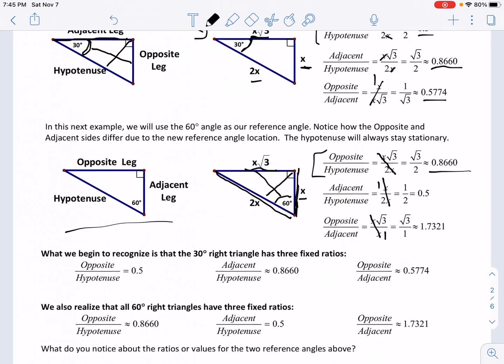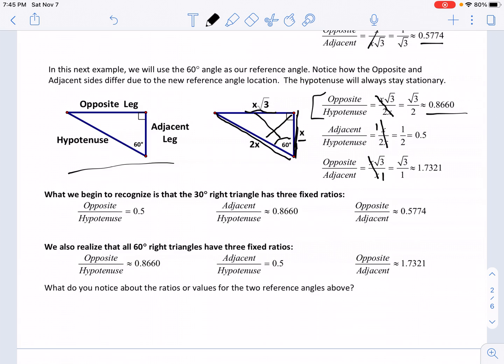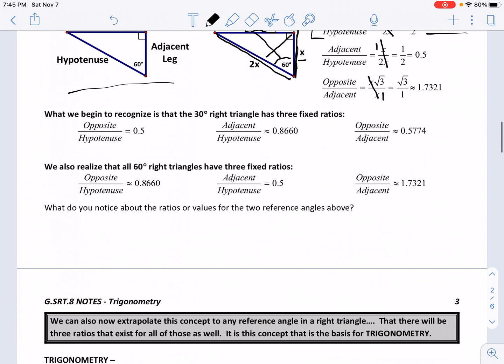Okay? Now, what they're trying to get you to see is the relationship between those. So when we had 30 degrees as our reference angle, these were our figures for the ratios. When 60 degrees was our reference angle, these were the ratios. What do you notice about the ratios? Well, these first two and these first two, aren't the figures just flipped? Yeah, so the opposite and adjacent divided by our hypotenuse, those figures just kind of flipped, based on what we had there.